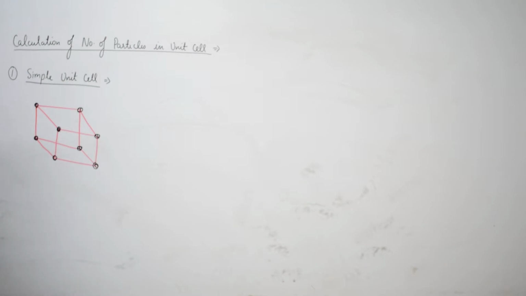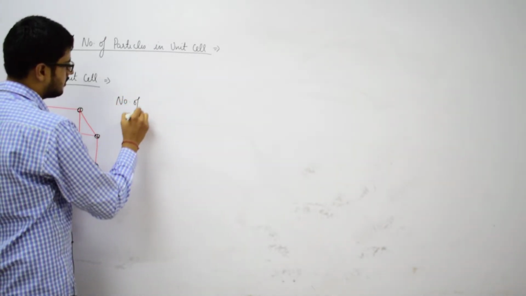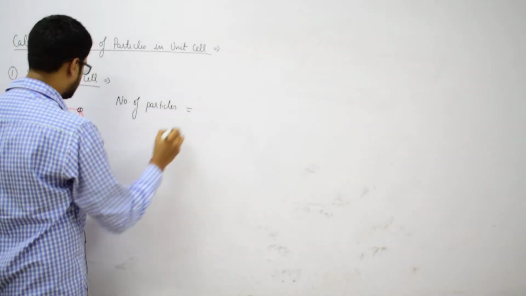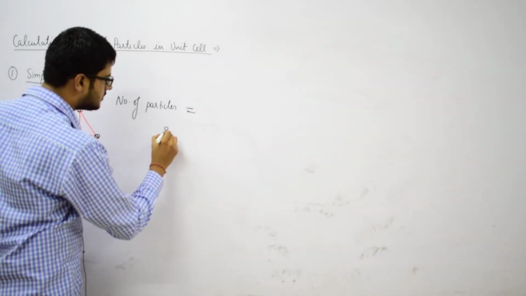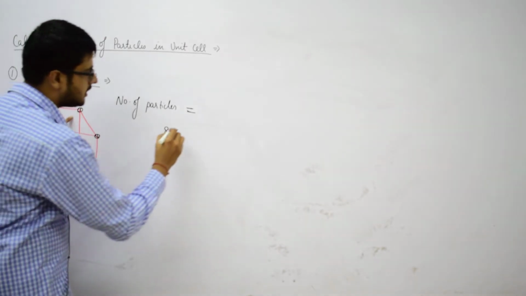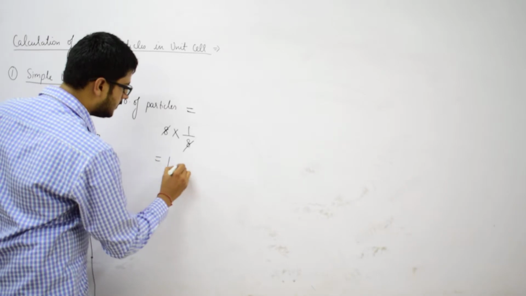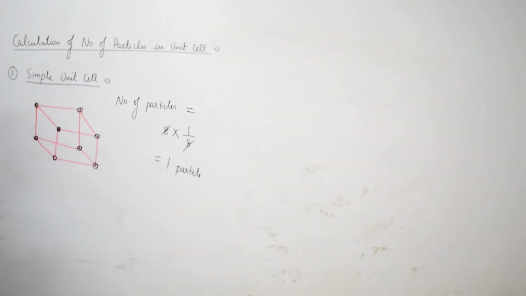So, the number of particles would be: we have 8 particles on the 8 corners, and the contribution of each particle which is found at the corner is 1 by 8. So, it would be cancelled. There would be 1 particle in a simple cubic system or simple unit cell.